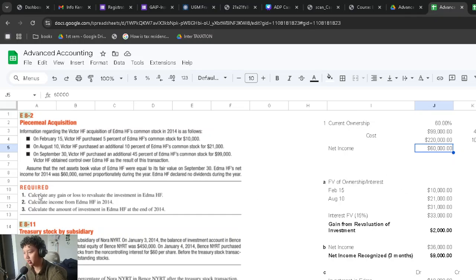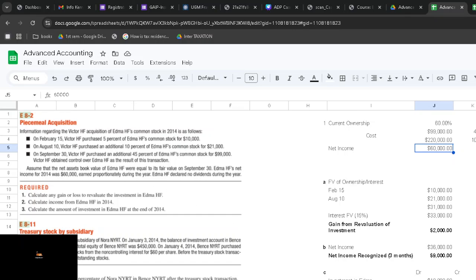So the first question asks to calculate any gain or loss to reevaluate the investment. So why do we need to calculate gain or loss? Because essentially, when we're doing these kind of things where we acquire companies, we buy ownerships on multiple occasions.